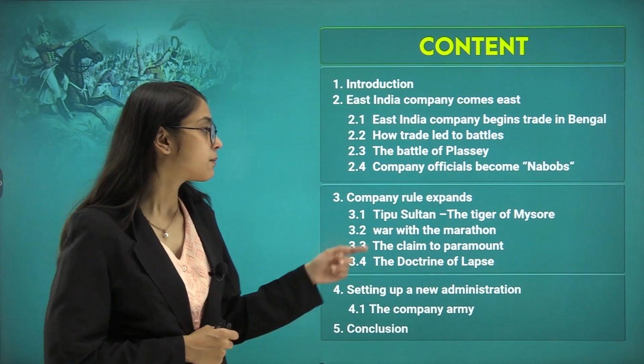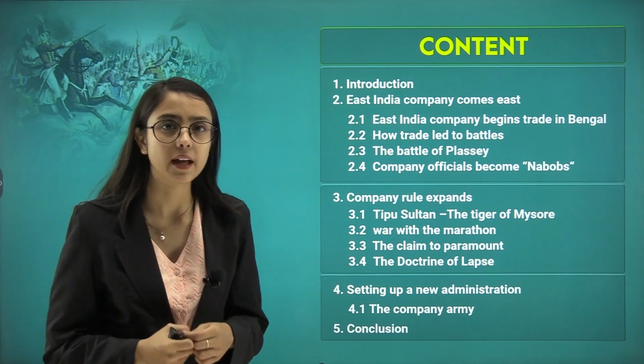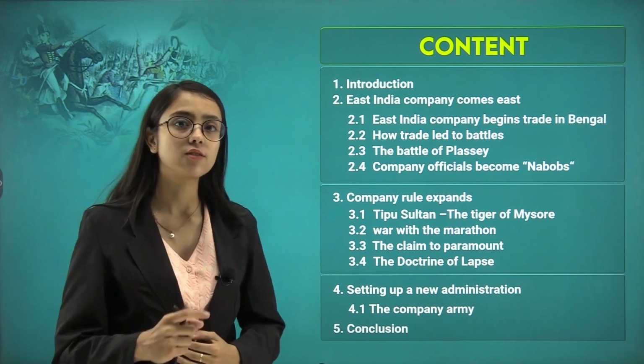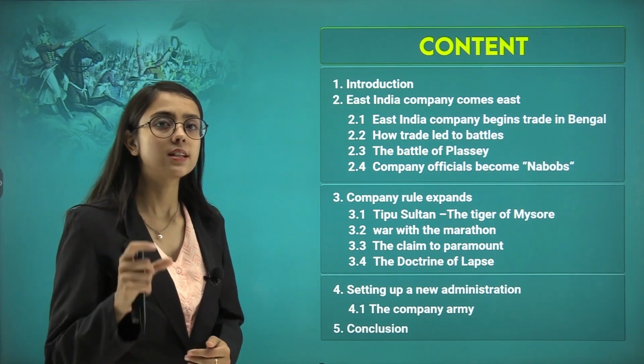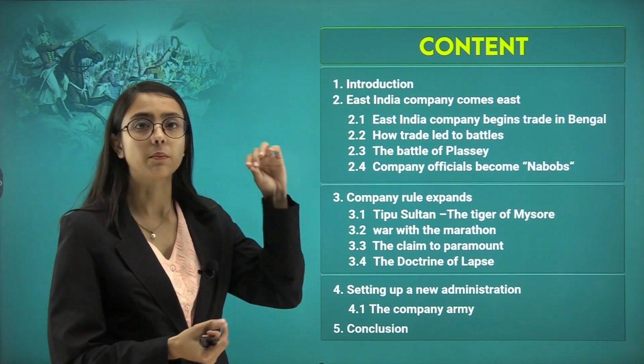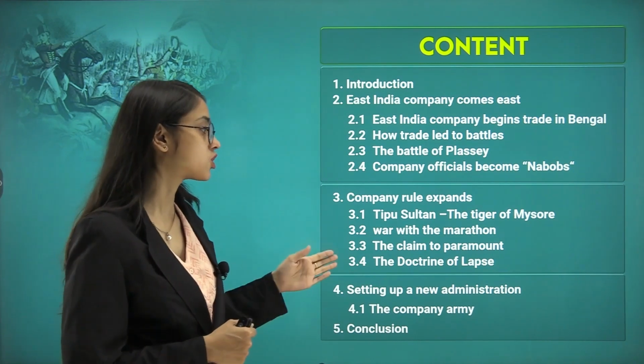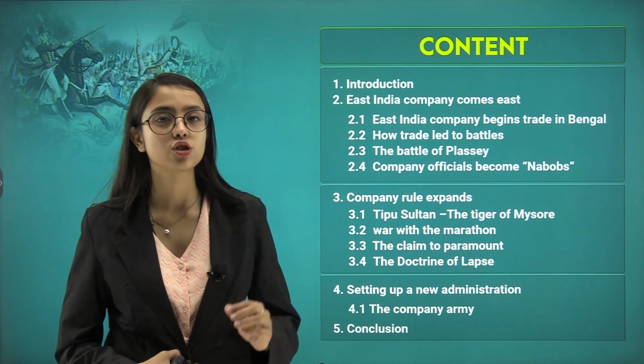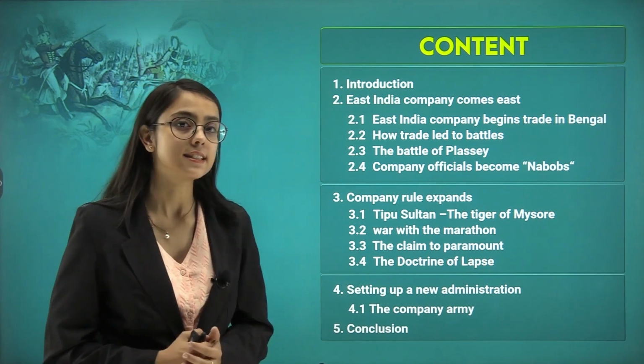Then the claim to paramountcy. Do you know what paramount is? The top of a hill is known as the paramount. So there was always a competition for the East India Company to reach the paramount. So we'll see that. The doctrine of lapse. This is a very important topic in this chapter, and we'll study this in detail.